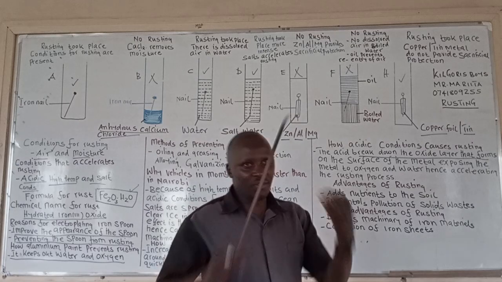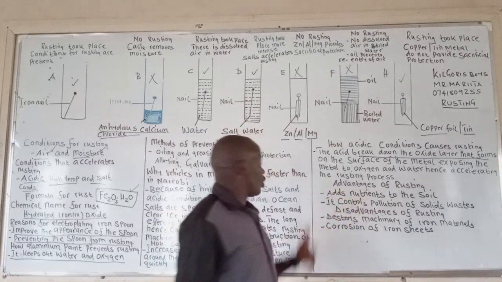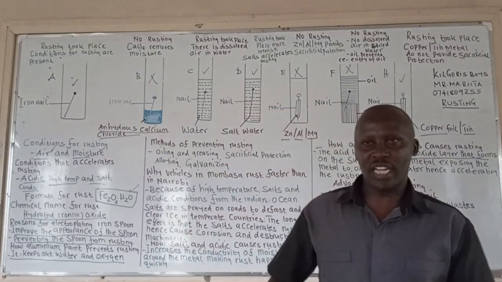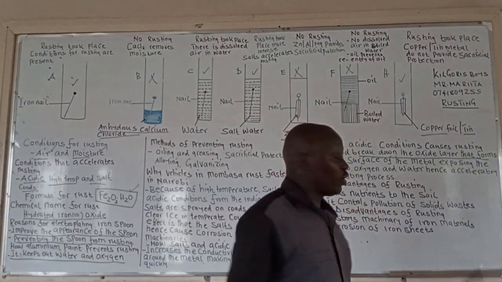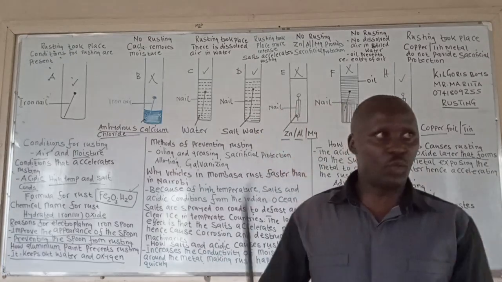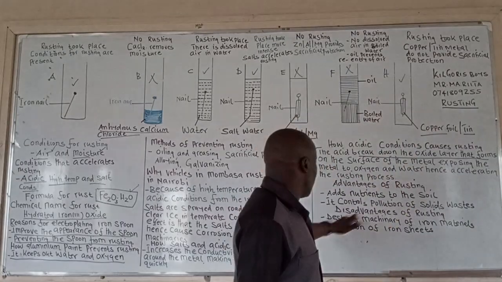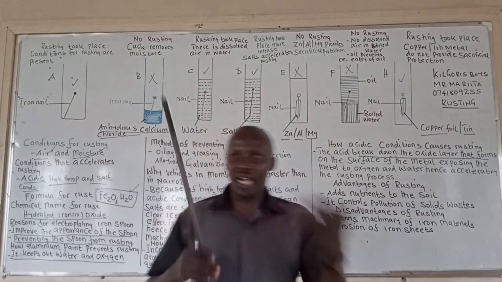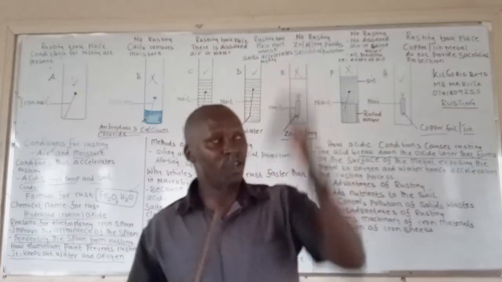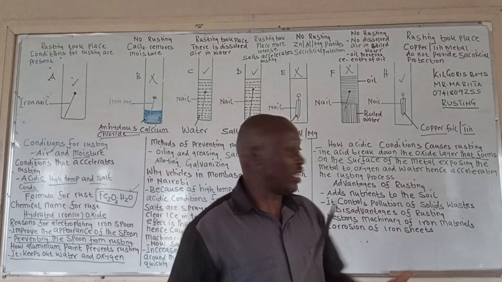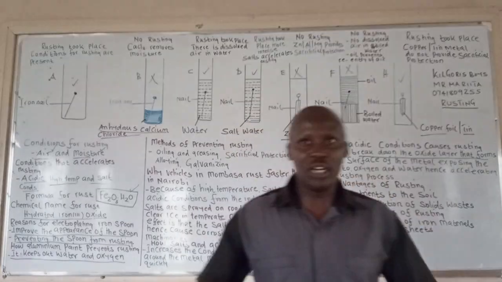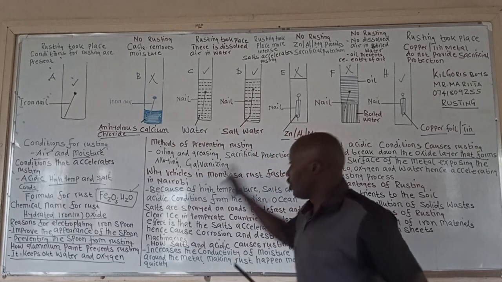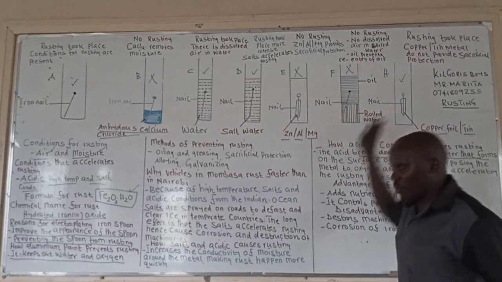Now, what are the advantages of rusting? One of the advantages of rusting is that it adds nutrients to the soil. Simply say, rusting adds nutrients to the soil, and also it controls pollution of solid waste from the environment. Disadvantages of rusting: you can say that rusting can cause corrosion of the iron sheets. It can also destroy machinery made of iron materials. So this is a very good summary of the questions that can be set from rusting.